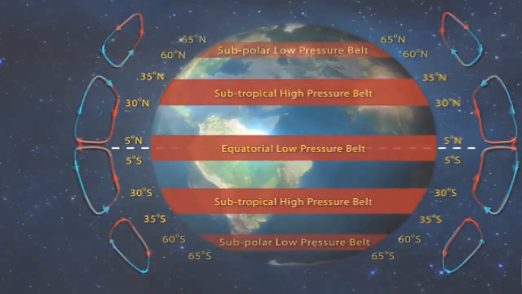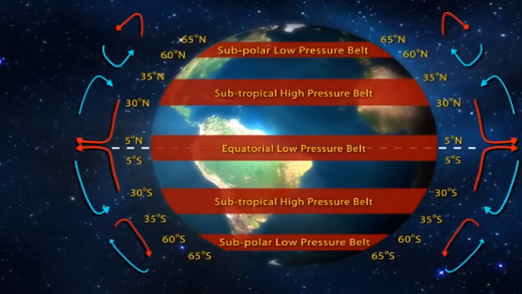The third major air pressure belt is the subpolar low pressure belt around latitudes 60 degrees and 65 degrees north and south of the equator. It is created mainly due to the rotation of the earth, which swings the bulk of the air towards the equator. These are areas of storminess, especially in winter.